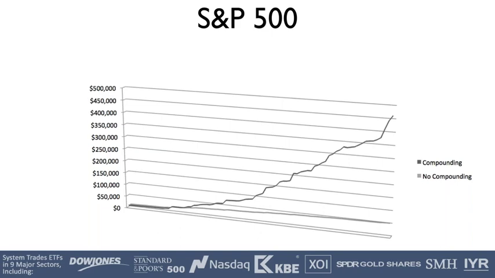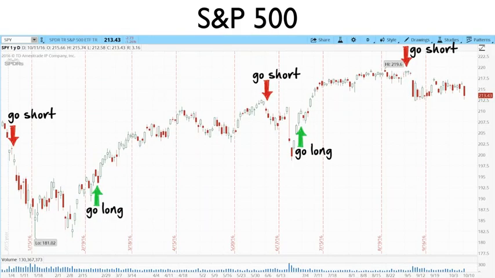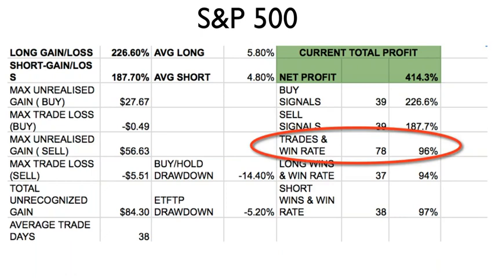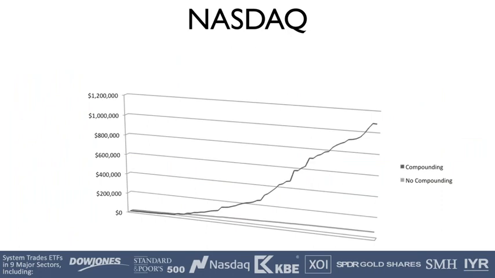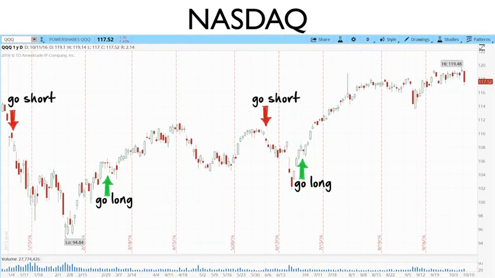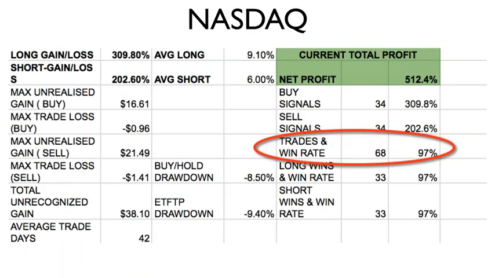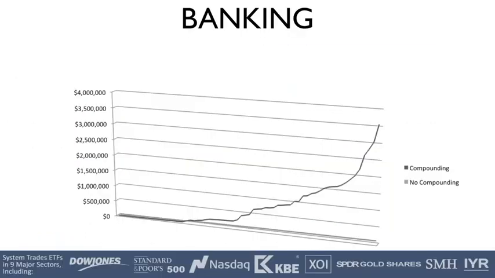So here's the S&P 500. If we would have put $10,000 into it back in 2006, it would have turned into nearly $450,000 as of today, about 13 years later. And here's some example trades on the S&P 500, spots where we've gone long and short. Same thing, the S&P 500 would have been about 96% accurate. The NASDAQ, we would have turned $10,000 into over $1 million. This is one of our best sectors. It trades quite frequently, short, long, about 97% accurate on the NASDAQ.